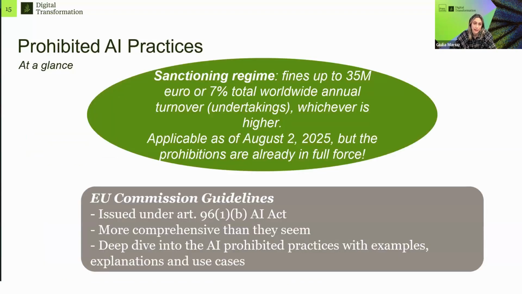As Dan was saying in the introduction, the sanctioning regime for non-compliance with prohibited practices is not in place yet. The fines would be the highest fines under the AI Act, up to 35 million euro or 7% of the total worldwide annual turnover in case of undertakings, whichever is higher.